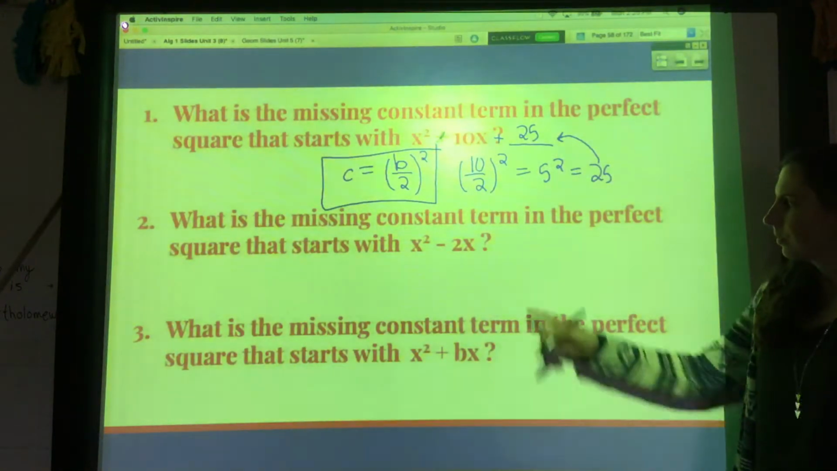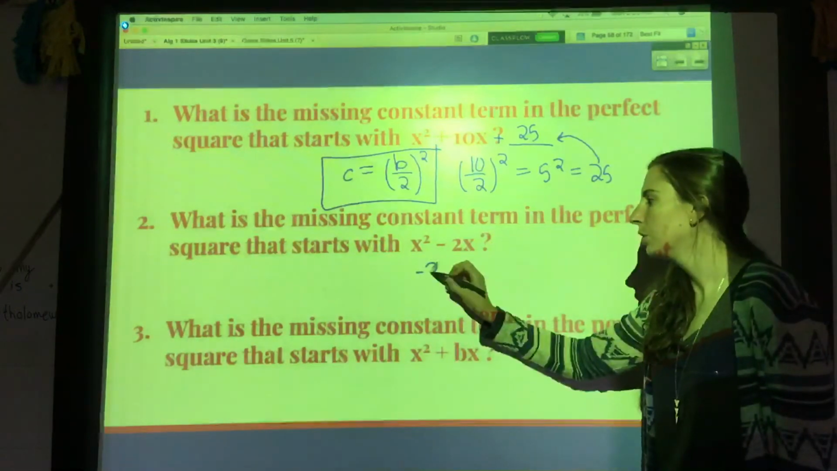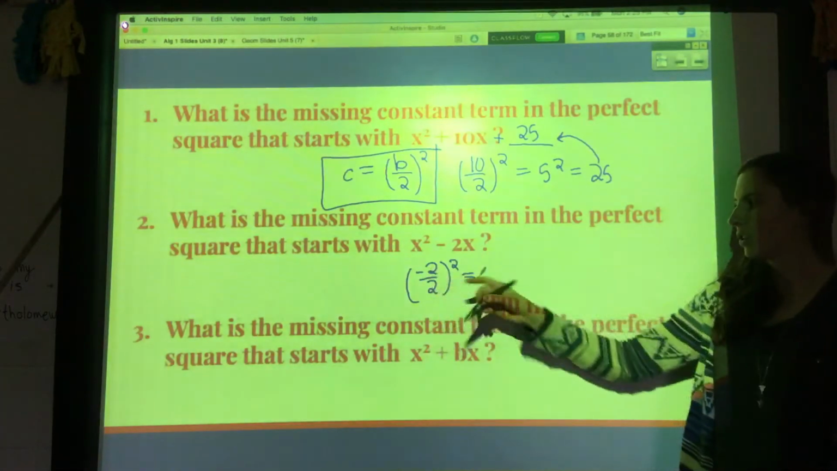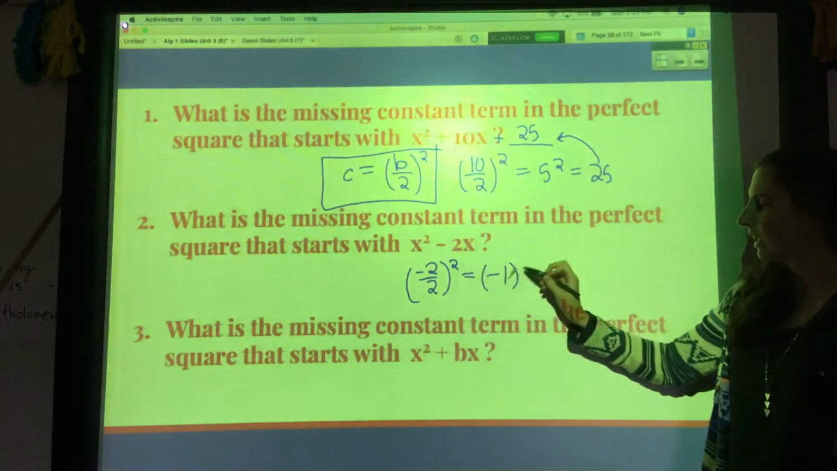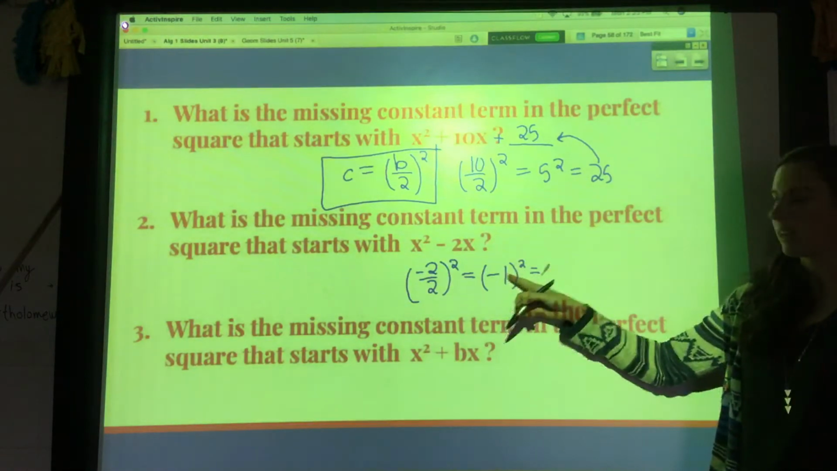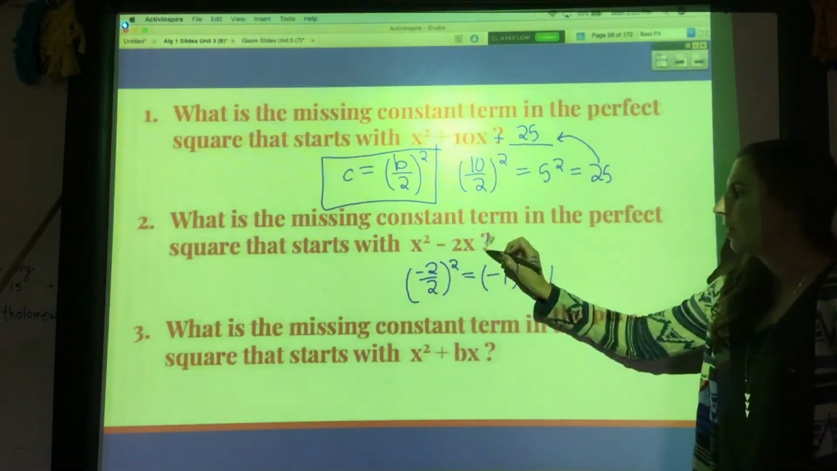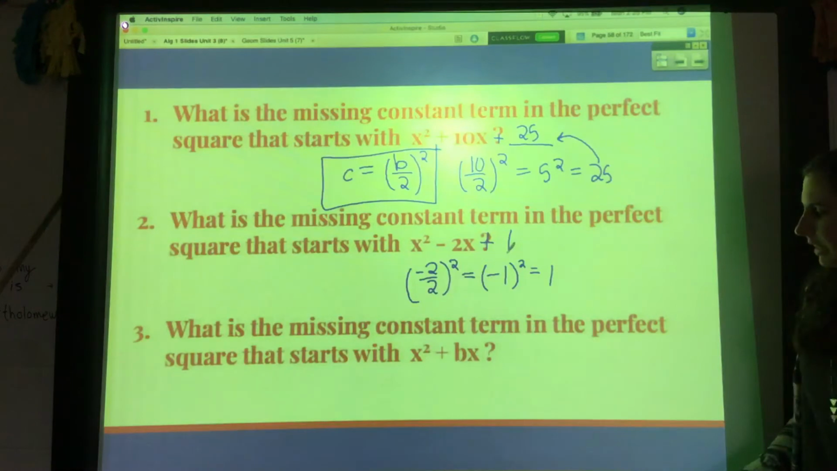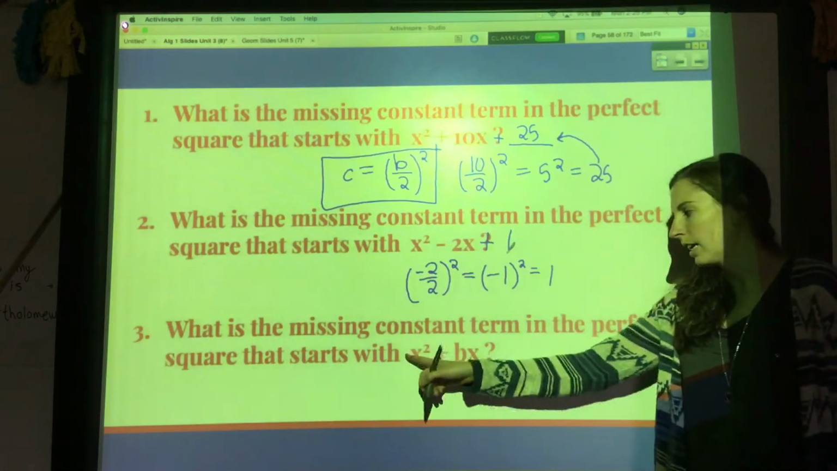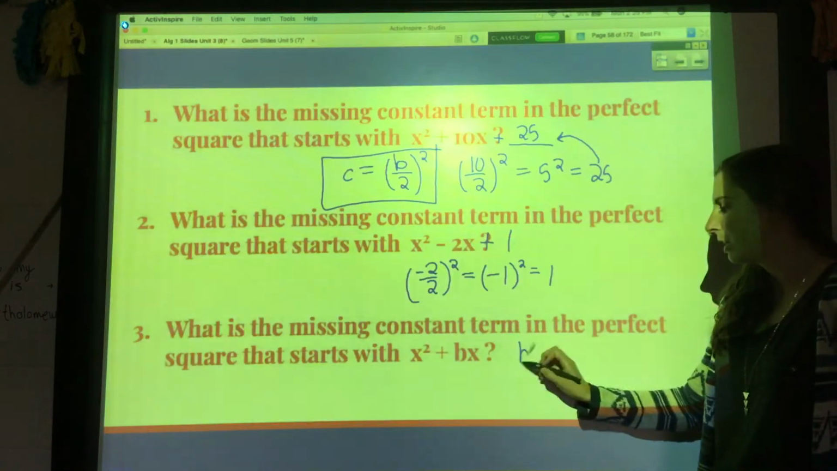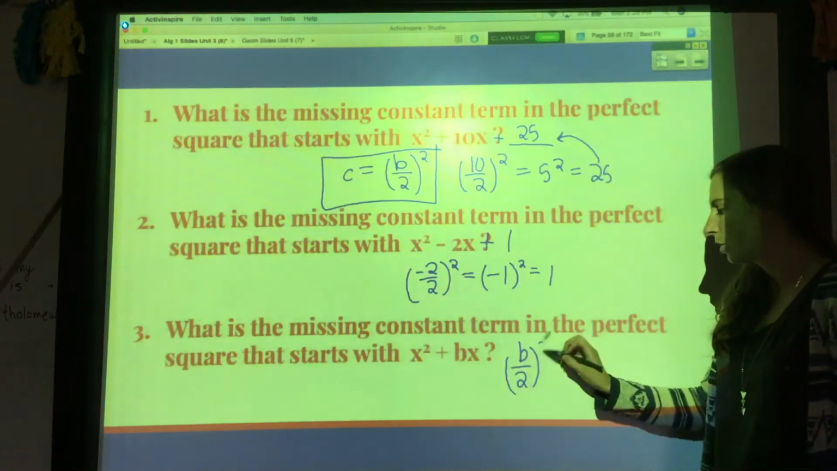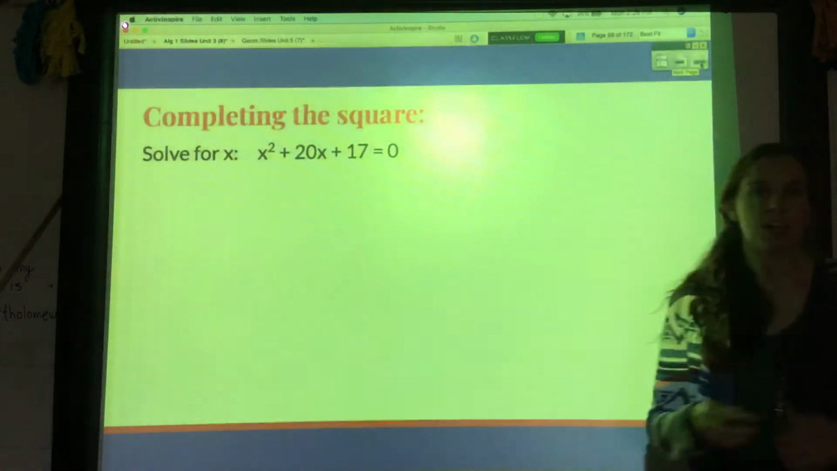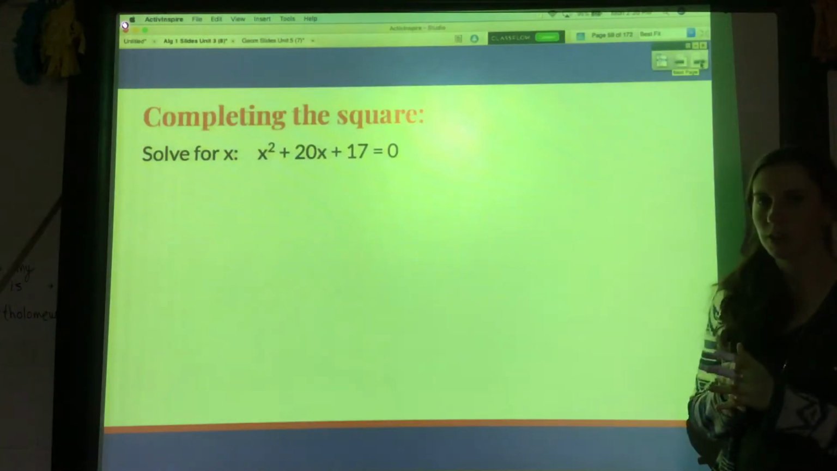Let's try another one. On this one, the b is negative 2. I'll cut it in half, and then square it. Negative 2 over 2 is negative 1. And negative 1 squared, negative 1 times negative 1, is positive 1. So that would be the number I'd add on to the end of this one. Again, just to make this generic, if it was like x squared plus bx, you would do b over 2 and then squared. All right, so that's going to help us solve these equations.